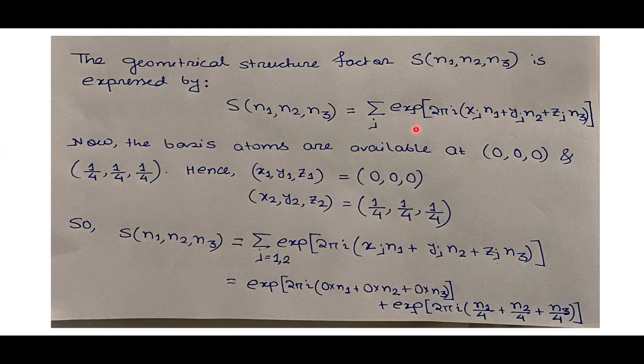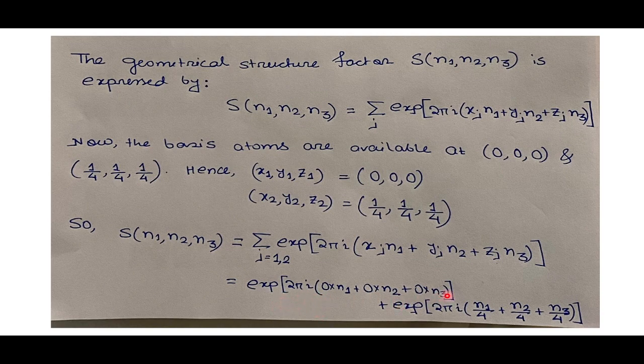Here you have two bases, so it will run over j equals 1 and 2. For j equals 1 you have this basis, for j equals 2 you have this basis. These are the values of xj, yj and zj. So x1, y1, z1 are 0, 0, 0, and x2, y2, z2 are 1 by 4, 1 by 4, 1 by 4. You just put these values for j equals 1 and 2, and you will get exponential of 2 pi iota times 0.